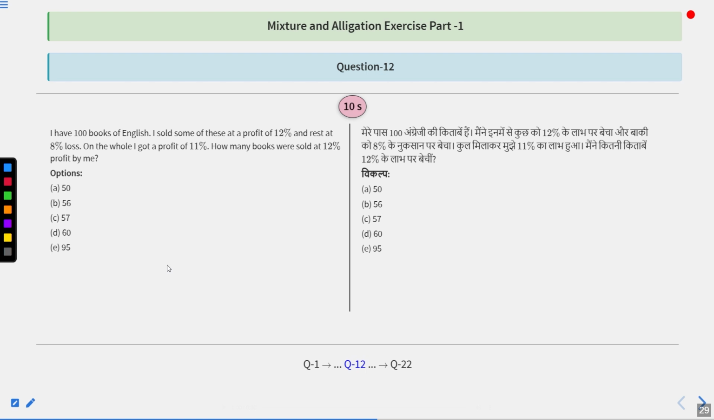Next one. I have 100 books of English. I sold some of these at a profit of 12% and the rest at 8% loss. On the whole, I got a profit of 11%. How many books were sold at 12% profit by me? You have 5 options and 10 seconds to analyze the question. Your time starts now.